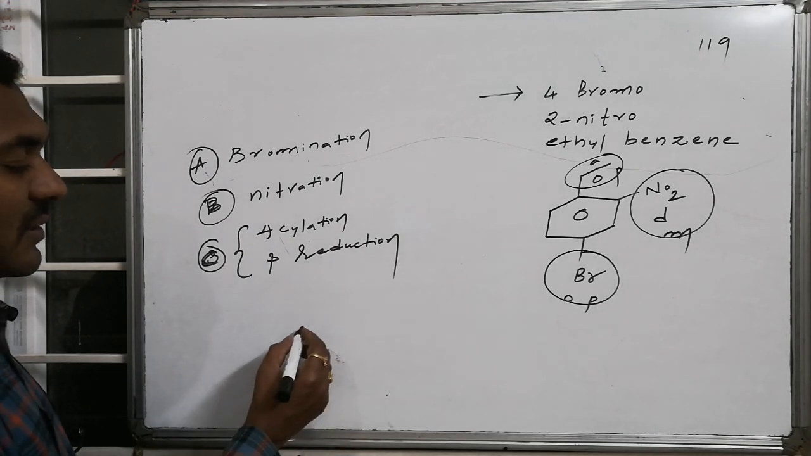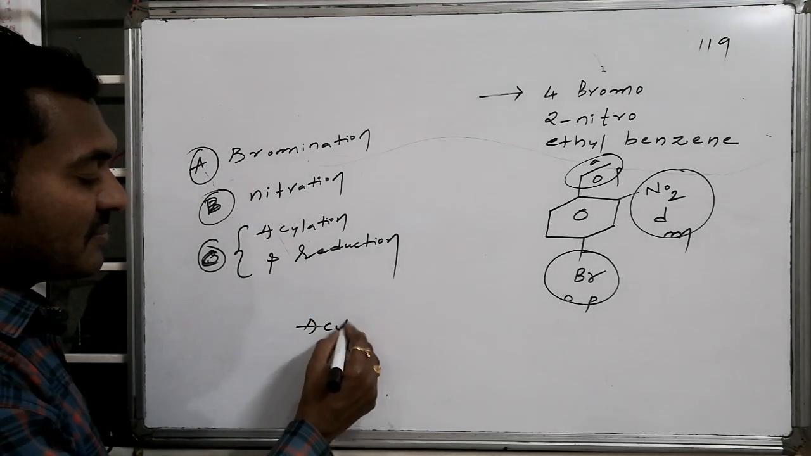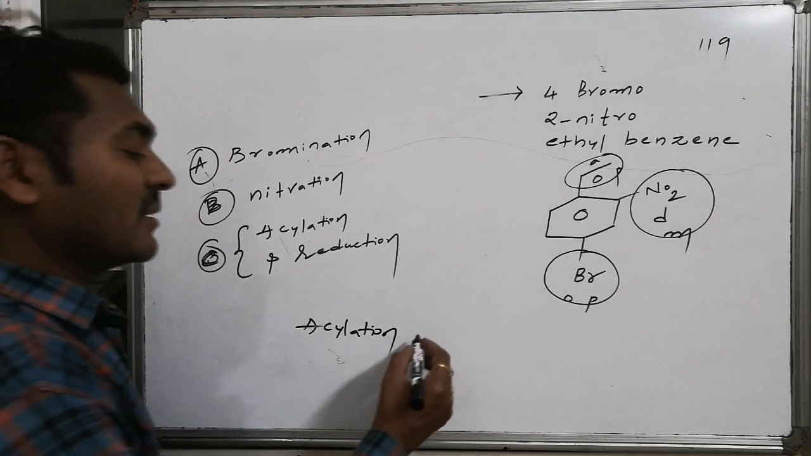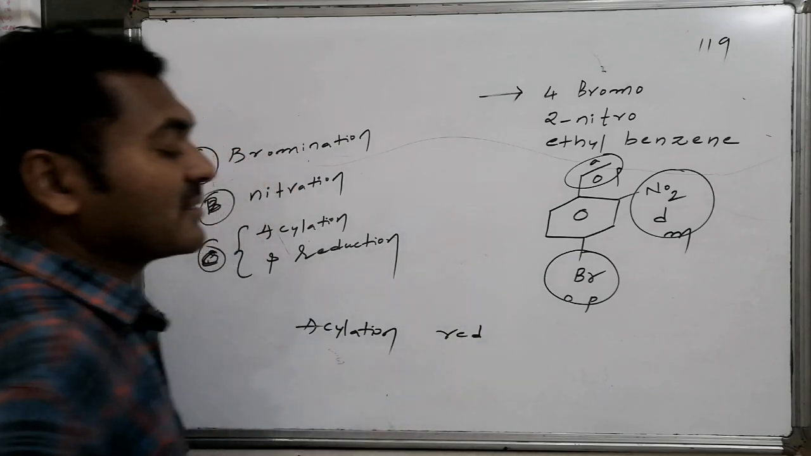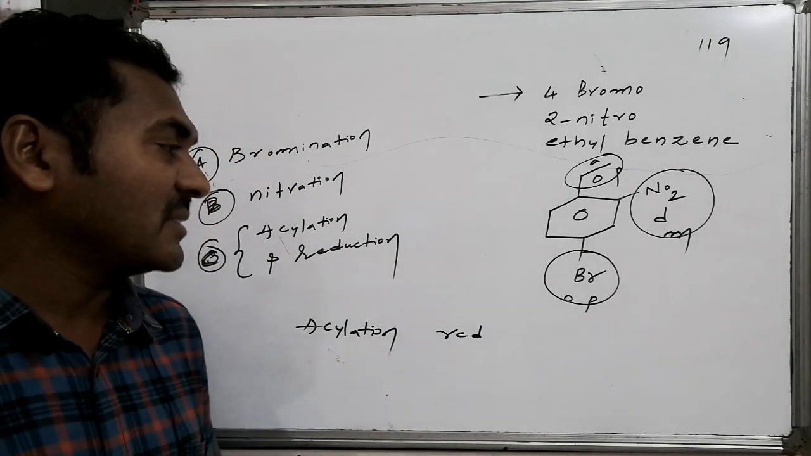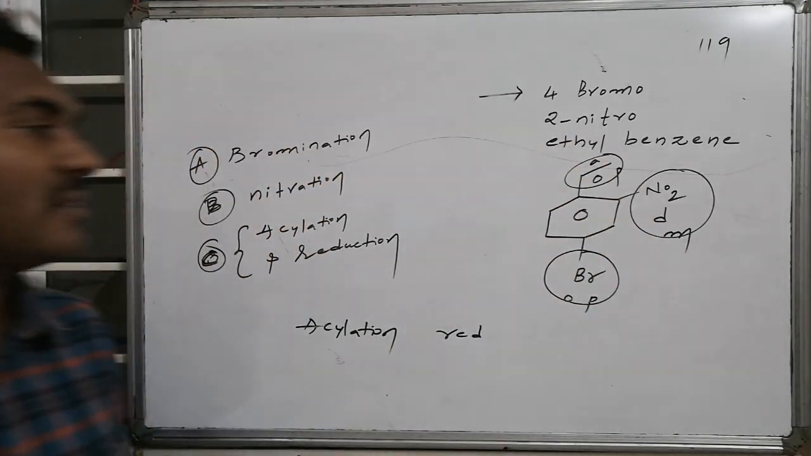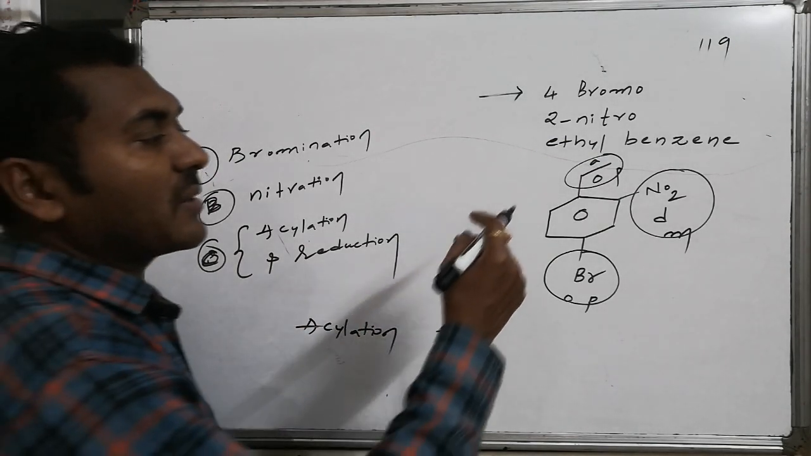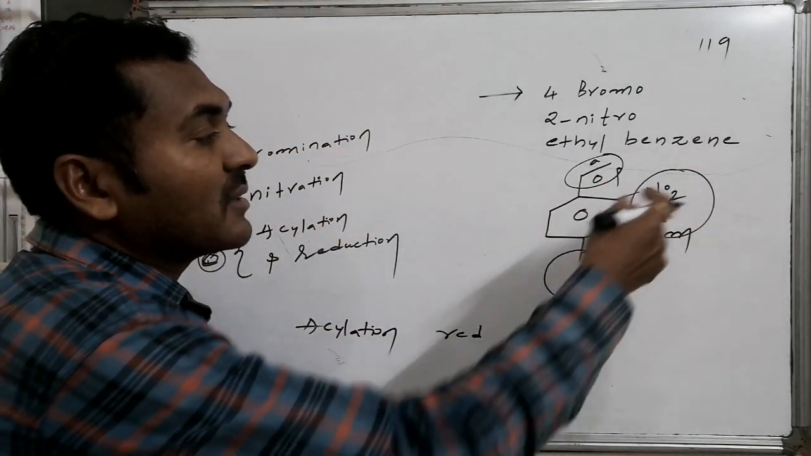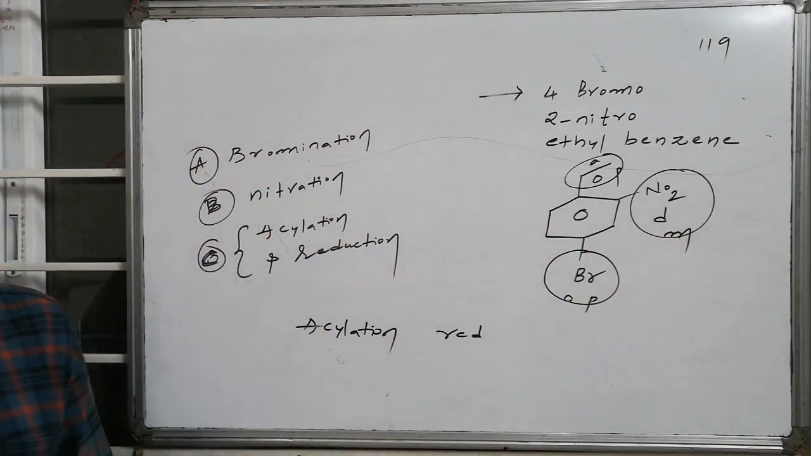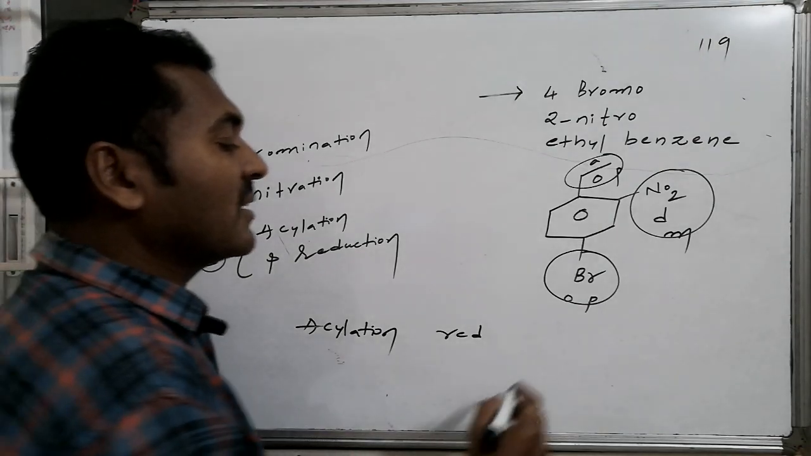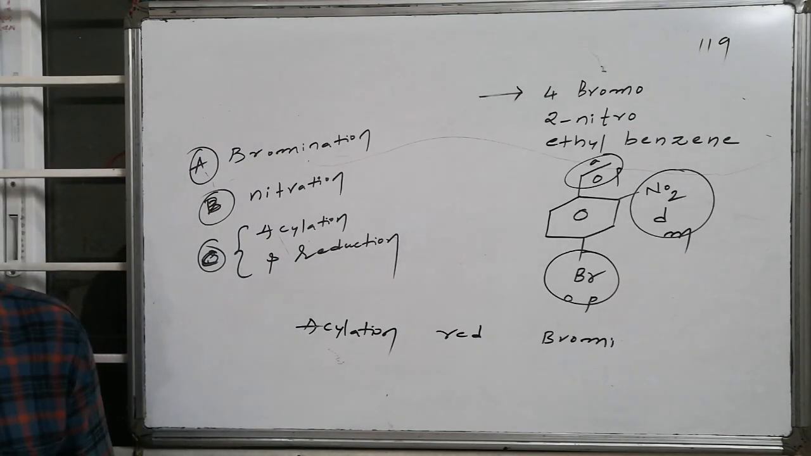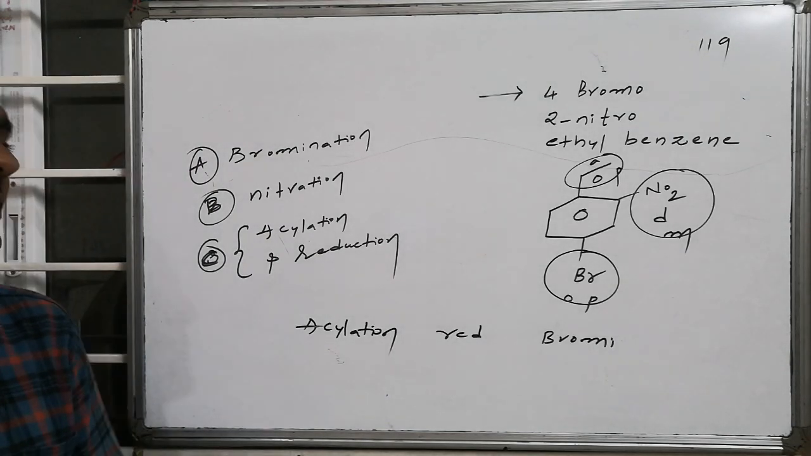Suppose I go first for acylation, I will get acyl benzene. If I go for reduction, it is converted to ethyl benzene, and ethyl benzene is an ortho para directing group. If I go for nitration first, there is a chance of substitution as major product at the para place, hence I will go for bromination, and then bromine will come as the major product at the para position.